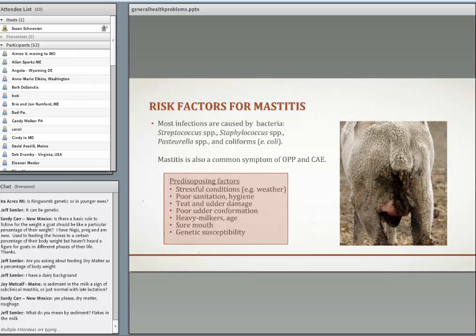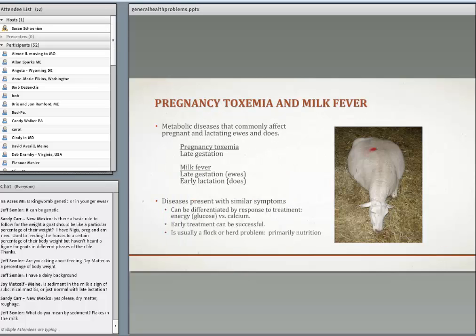Anything that damages the teat or udder makes them susceptible. Poor udder conformation. Those that milk really well are more susceptible. It's age, sore mouth. The biggest risk with sore mouth is having it at lambing and kidding time. And there's also a genetic susceptibility to mastitis.